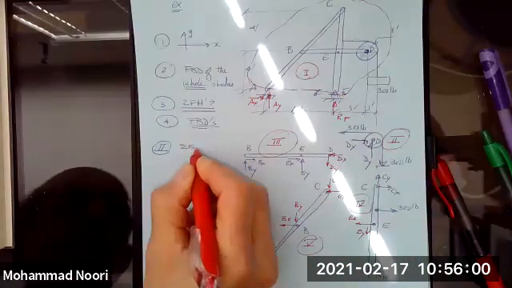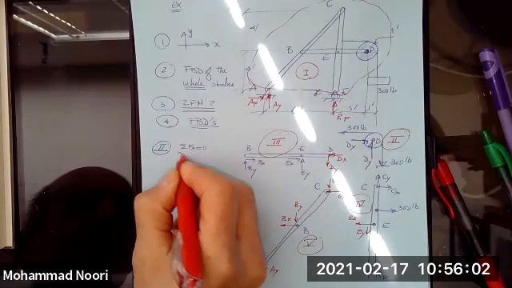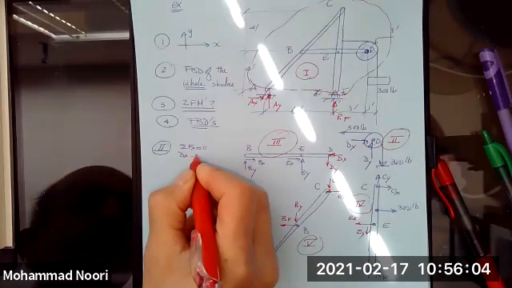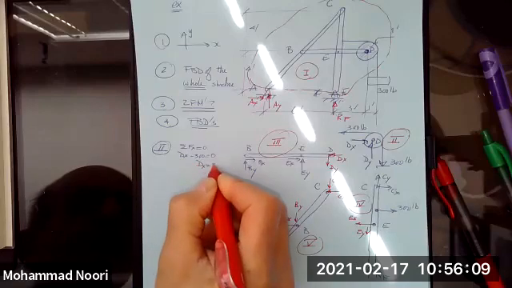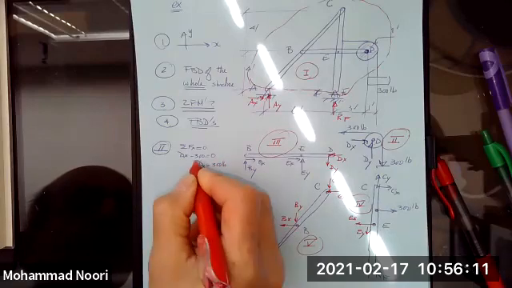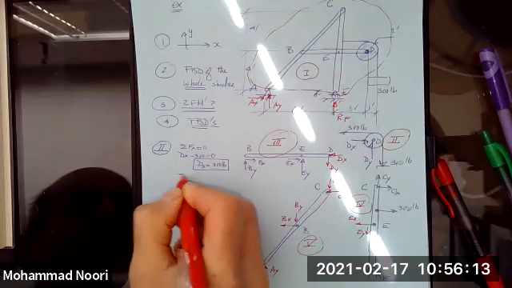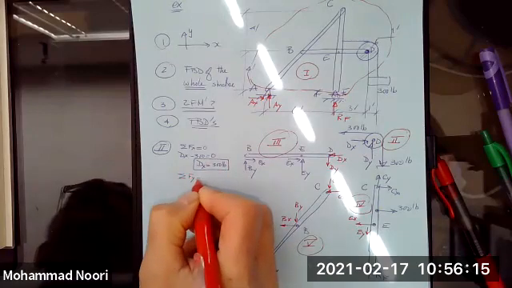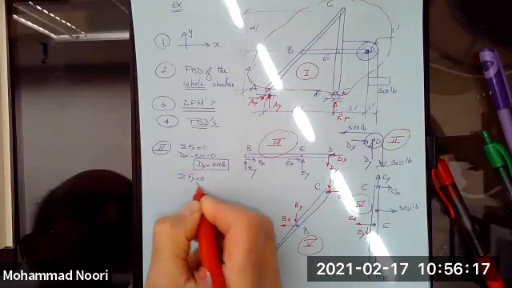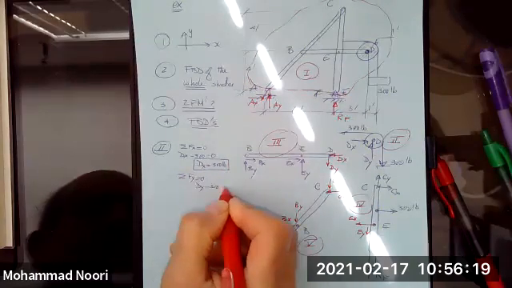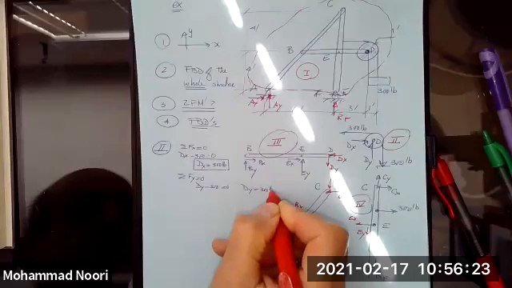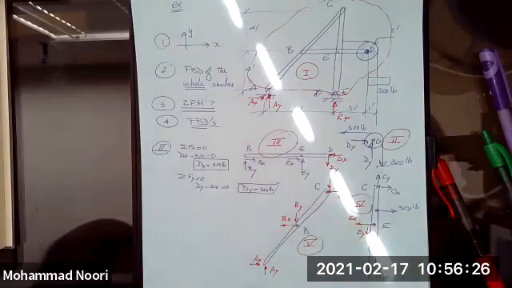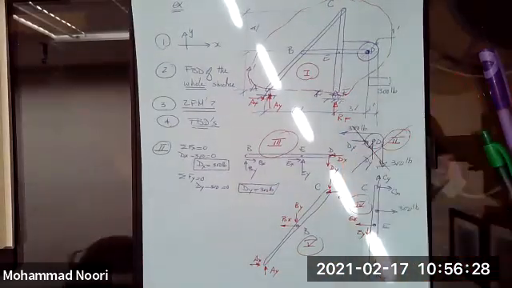Write summation of forces along x is equal to 0. That gives you Dx minus 300 equal to 0. So Dx is 300 pounds. Summation of forces along y is equal to 0. Gives you Dy minus 300 is equal to 0. Dy comes out to be 300 pounds. Okay, so that free body diagram is done.